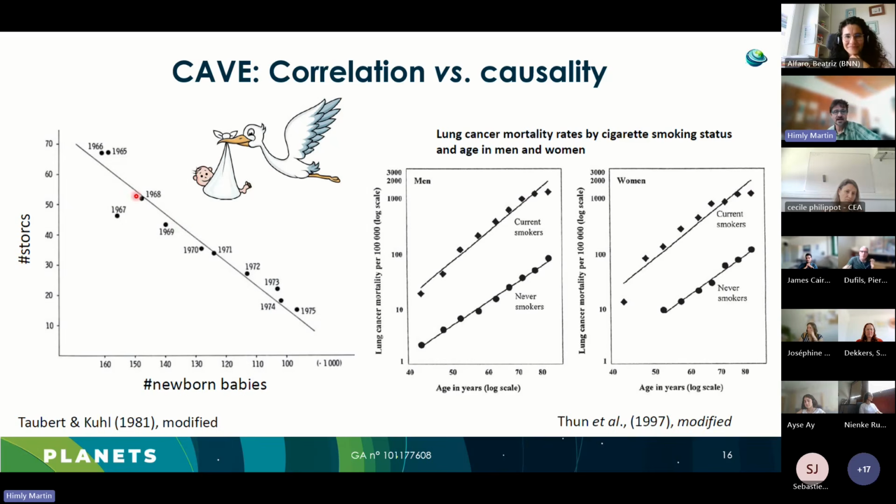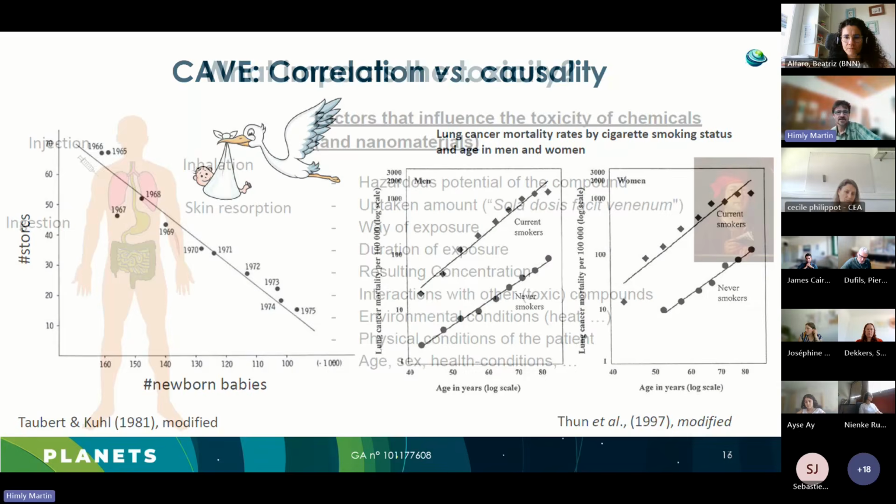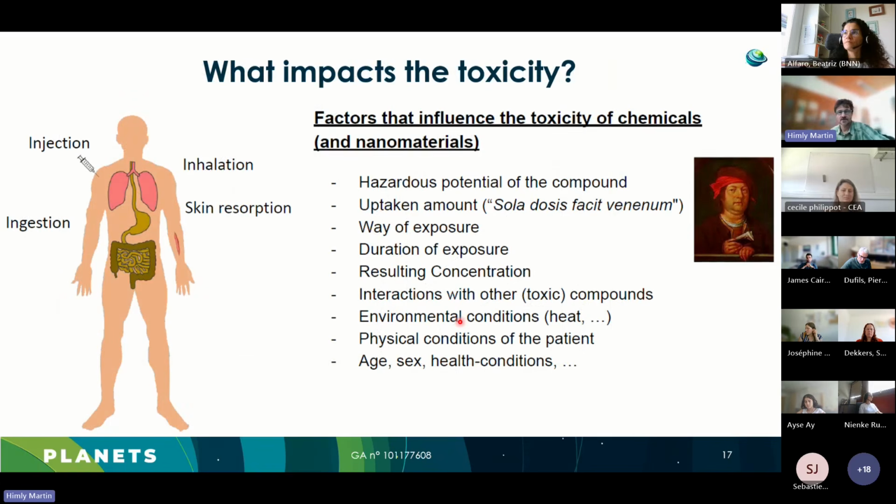However, there are some correlations where there is causality, and what is in the back of that, for example, is then the mechanism. There must be a mechanistic proof that there is really a substance or a key event that leads to this adverse outcome. And one of many examples could be the lung cancer mortality rates by cigarette smoking status for men and women. And you see here the never smokers versus the current smokers, there is a higher risk.